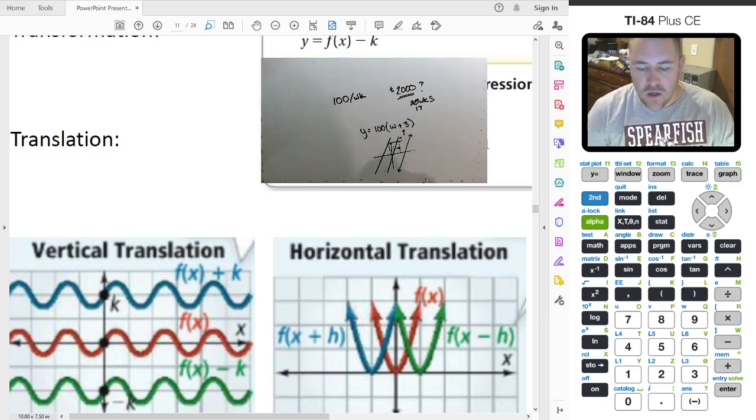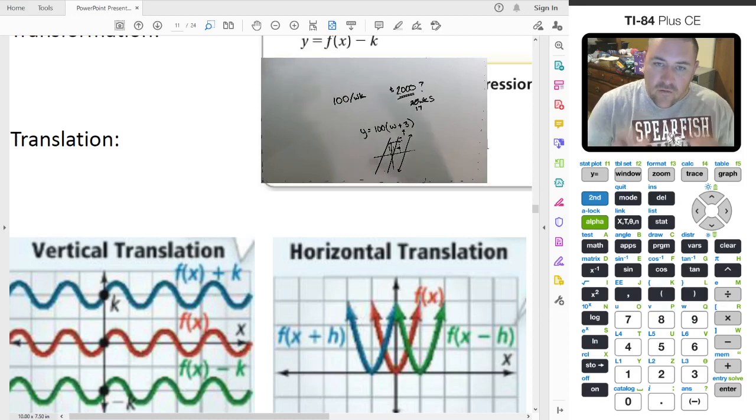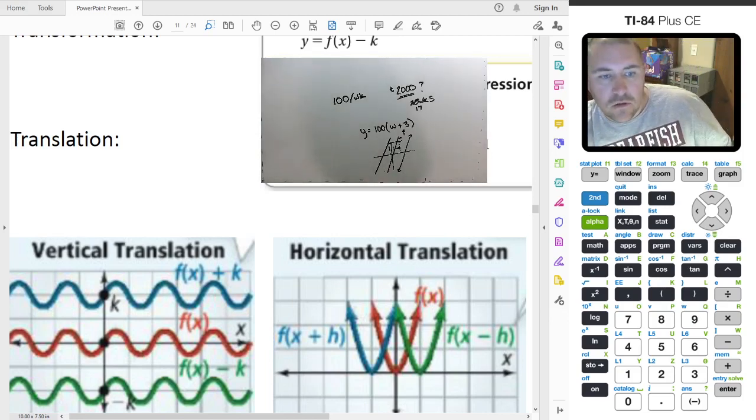This is why I call it bass-backwards land. It's just easier to remember. But everything that's grouped with X has an opposite effect on the graph. So over here, if I have plus or minus outside the grouping, it does what it says. It goes up or down. If I have plus 5 inside, then it actually goes left 5.